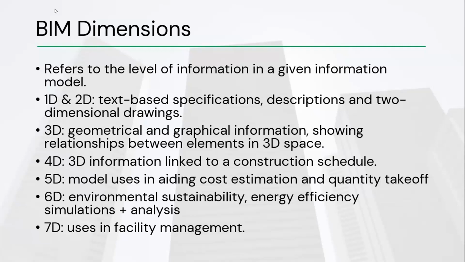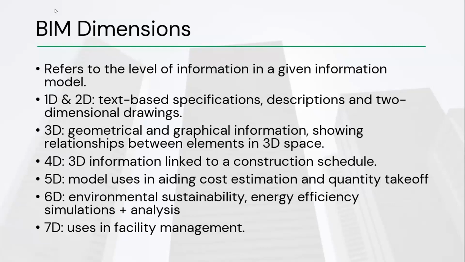1D and 2D is not really the collaborative part of BIM. It talks about text-based specifications and descriptions and two-dimensional drawings. Two-dimensional would mean, like if it's on a floor plan, we have the length and maybe the width. On an elevation, we could be having the length and the heights. We have thicknesses of the walls and so on.